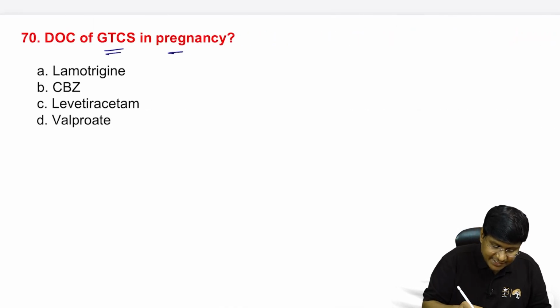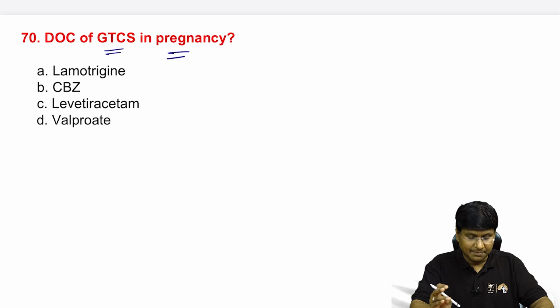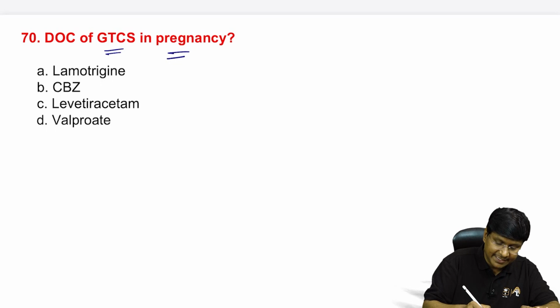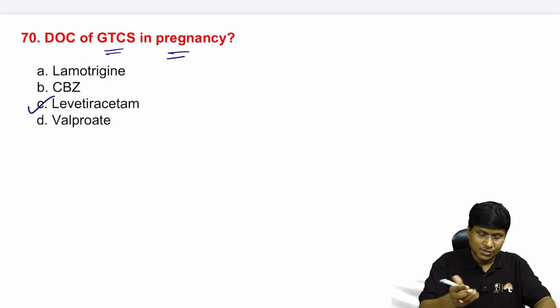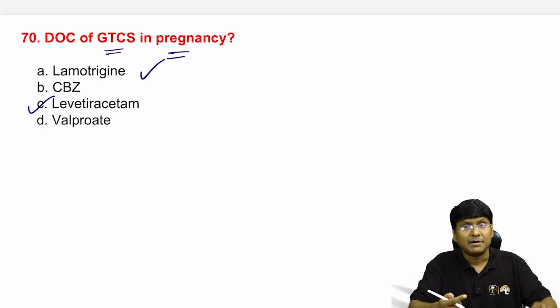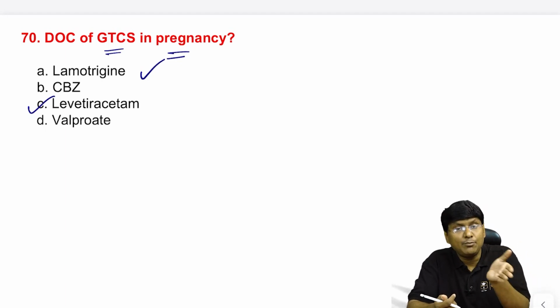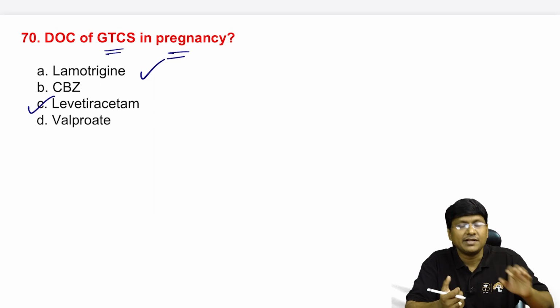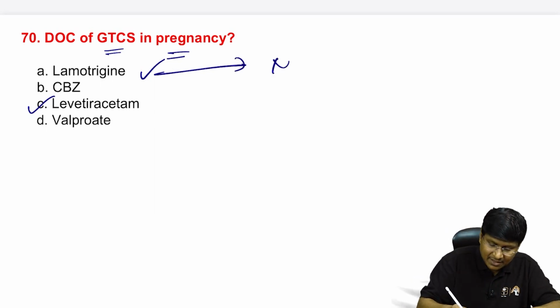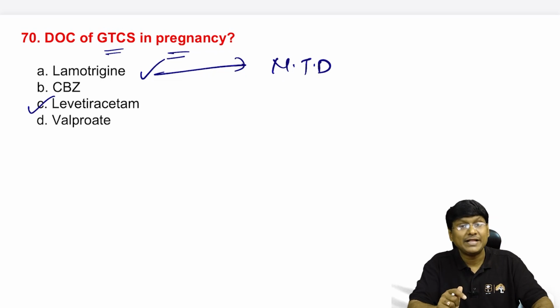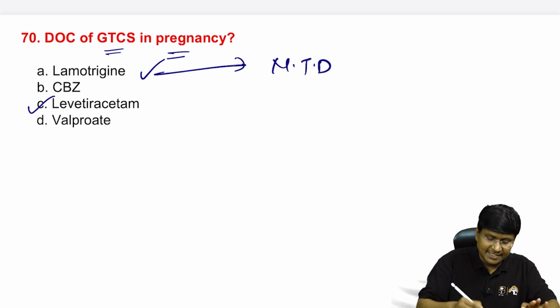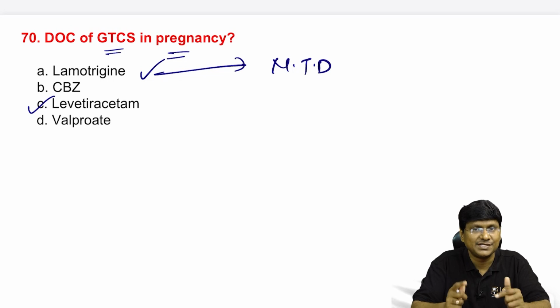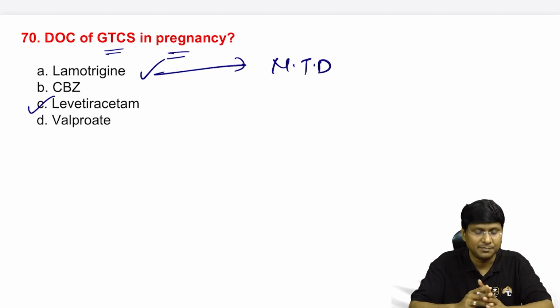Drug of choice of GTCS in pregnancy: lamotrigine, carbamazepine, levetiracetam, valproate. So in pregnancy, the preferable anti-epileptic drug is levetiracetam. Previously we were giving lamotrigine, but further studies have shown that the risk of neural tube defects with lamotrigine is comparable to that of the ordinary population. So there can be minimal chances of neural tube defects with lamotrigine. But levetiracetam is the drug of choice in case of GTCS in pregnancy. That's a very, very important point, right?